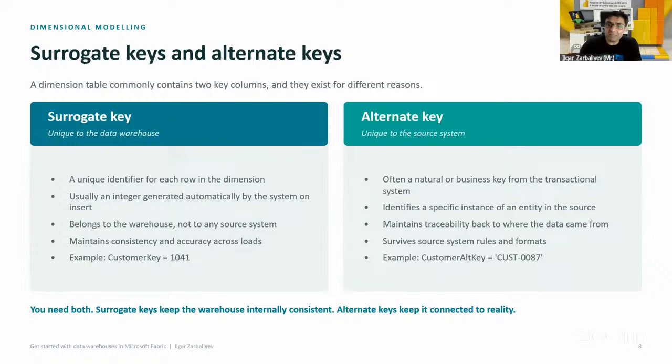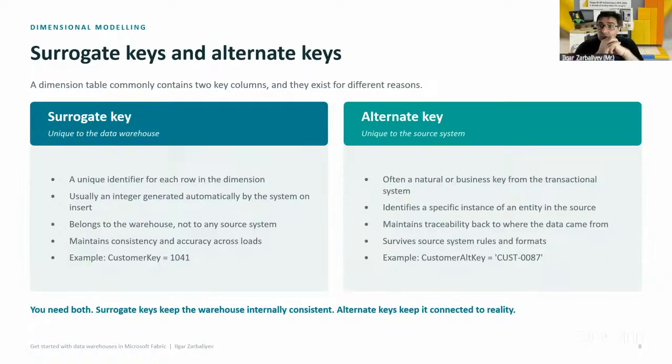An alternate key is often a natural or business key that identifies a specific instance of an entity in the transactional source system. A product code, a customer ID, a SKU, stock keeping unit. So this is the value the business actually recognizes.